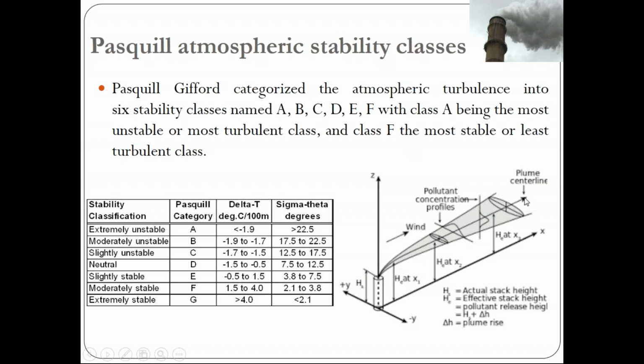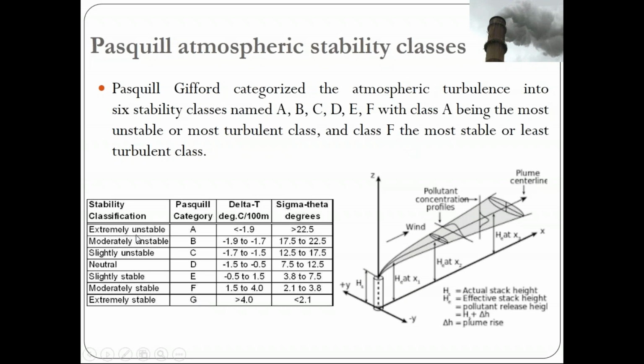You can draw this center line, and a number of classes are there. It is the only one standard condition. Here you can see 7 classes are there. By Pasquill-Gifford, they have been classified under six classes. These are atmospheric turbulence classes, and class A is the most unstable, and the last class is the most stable condition. We can say the calm condition.